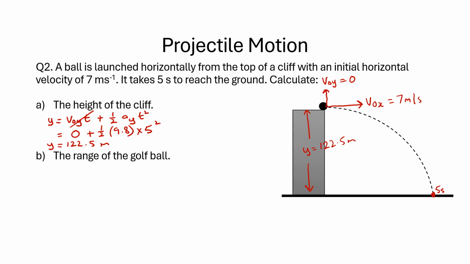Okay, let's look at the next question. The next question is, what is the range of the golf ball? And we know the range is the maximum horizontal distance traveled by the object. So this is our range.